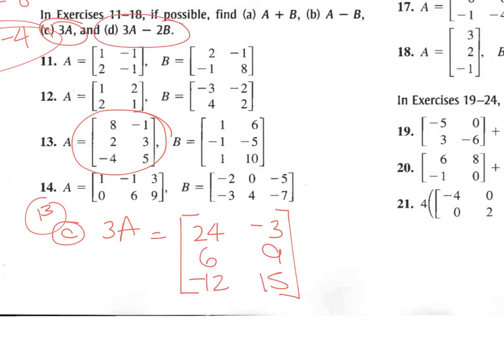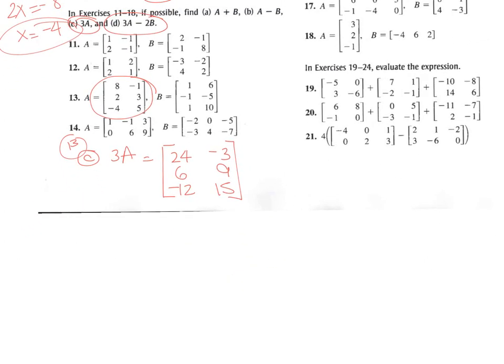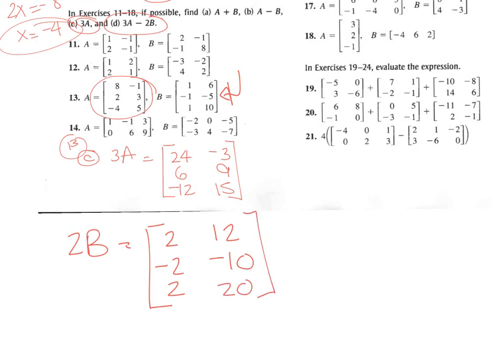Then we want to do 3A minus 2B. Well, we already have what 3A equals, so what we could do is find 2 times B and then subtract them. So let's go ahead and do that. Twice B is going to equal 2 times 1 is 2. 2 times, and I'm looking over here, 2 times negative 1 is negative 2, 2, 12, negative 10, and 20. So now I want to subtract these two.